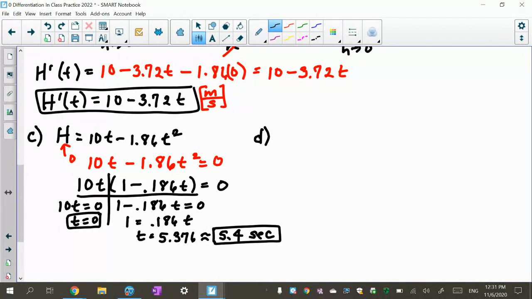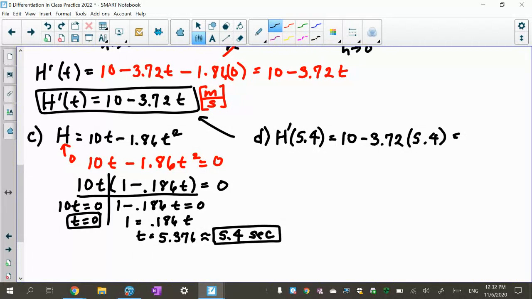I'm so excited because D says, with what velocity will the rock hit the surface? They're saying, this rock hits the surface at 5.4, but how fast was it going? Guess what? We have this wonderful formula that all I have to do is throw in the 5.4 to find out. So h prime of 5.4 is going to tell us how fast it was going when it hit. So we are able to use it more than once. That's very helpful. So I'm going to throw the 5.4 in there.